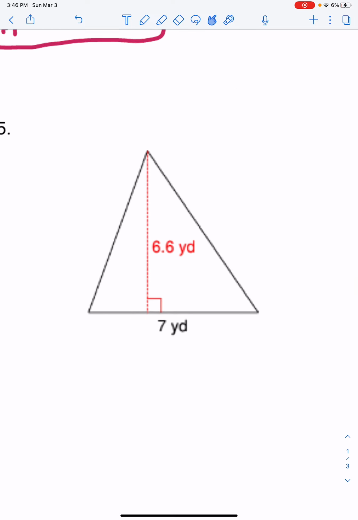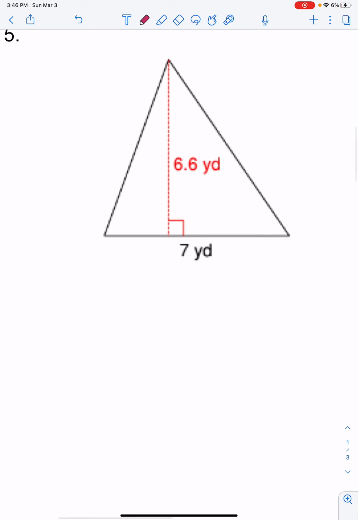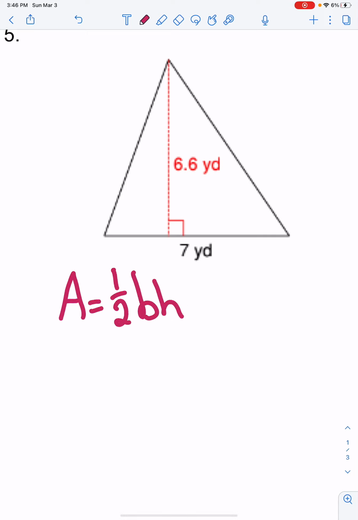All right, moving on to number 5. This is a triangle. In order to find the area of a triangle, our formula is A equals 1/2 BH. You could also write it as base times height divided by 2, whatever you prefer. It means the same thing. All right, let's replace our variables with the numbers they represent. In order to find your base and height, remember, look for that right angle.